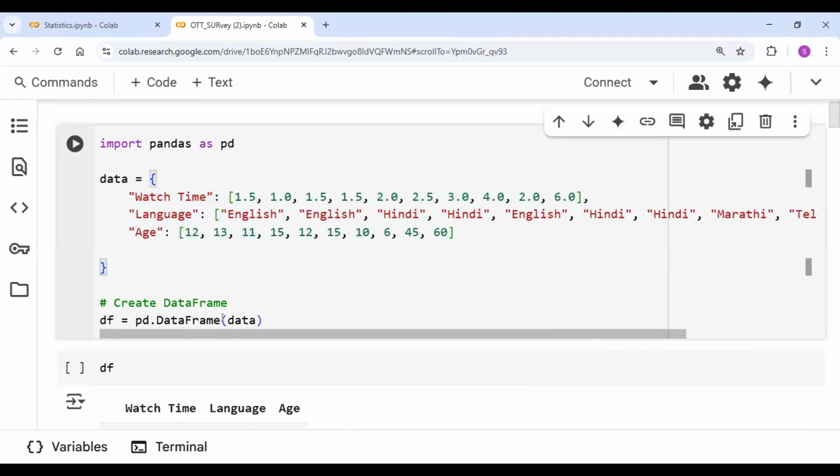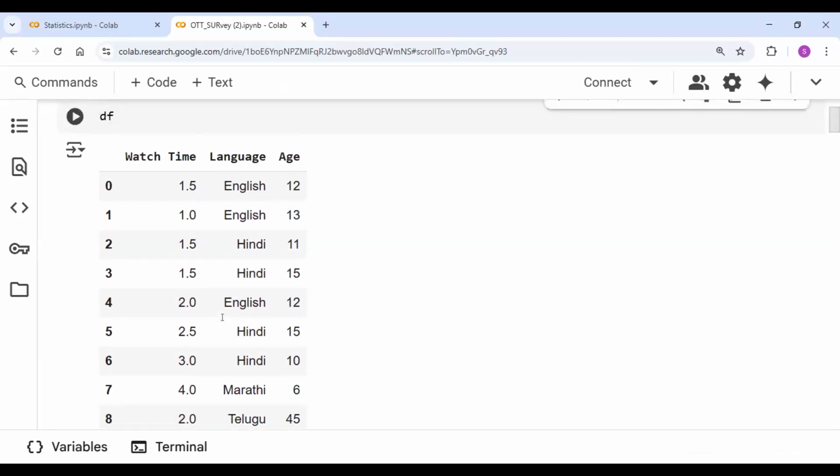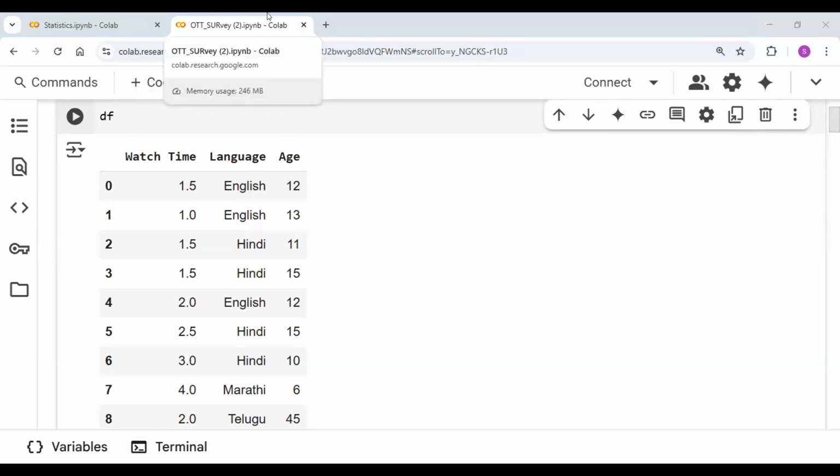When you create a data frame with this data, you can see the data like this: watch time, language, and then age. It is an OTT data, like when you are watching movies, right? So 1.5 hours, this age group of people are watching the movie in a language like English for 1.5 hours. This is the type of data you need to interpret. Can you give your insights about this data?